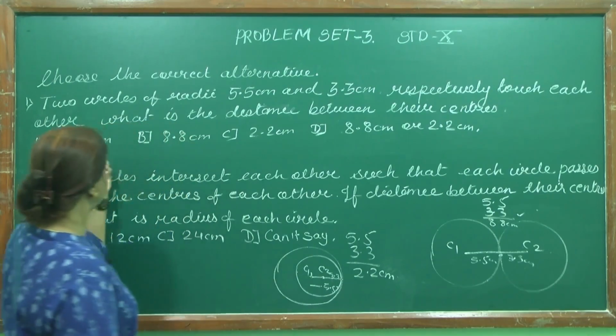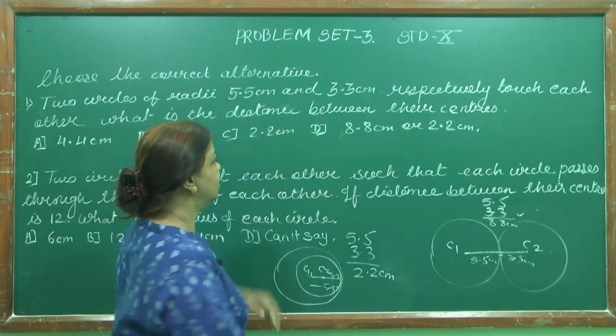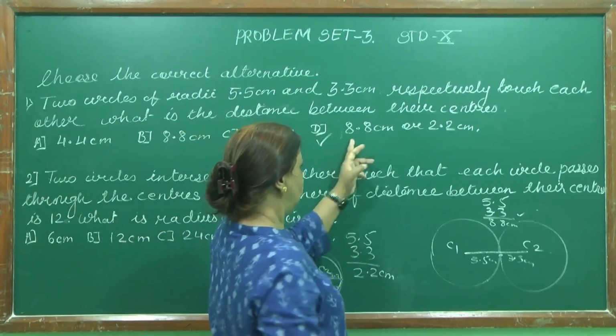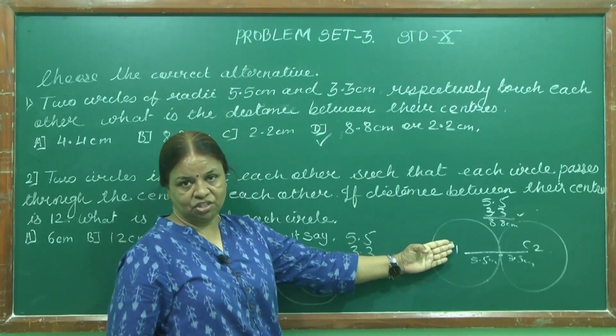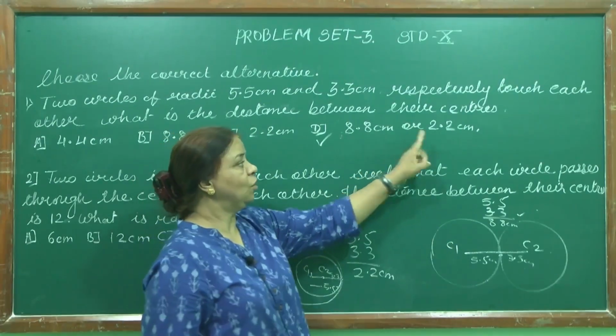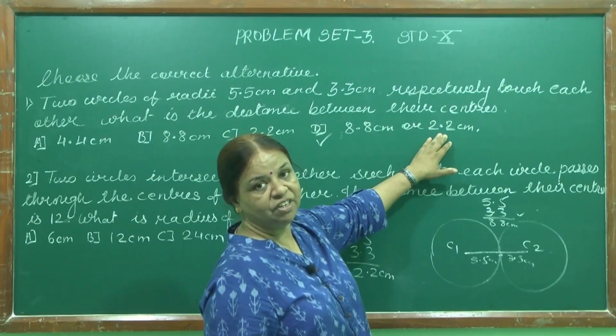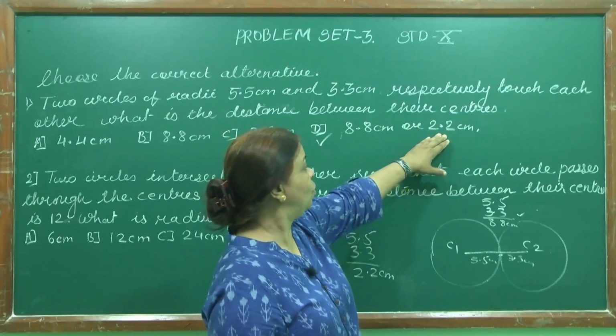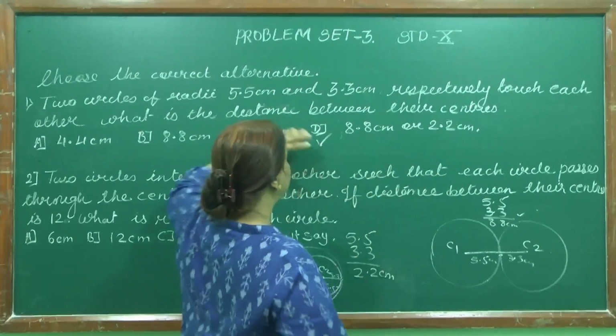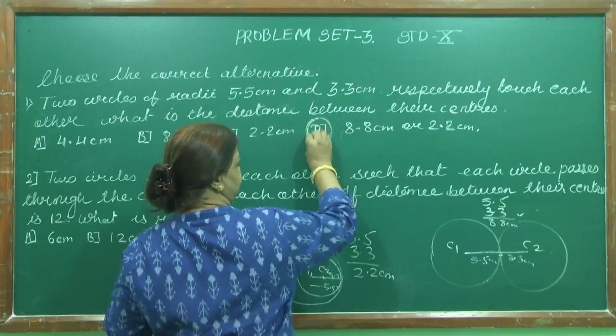So let me check it. Yes, I have got D here. Option D is the option which matches my answer, 8.8 or 2.2. So in the exam, when you get choose the correct alternative, you need to write down the option.